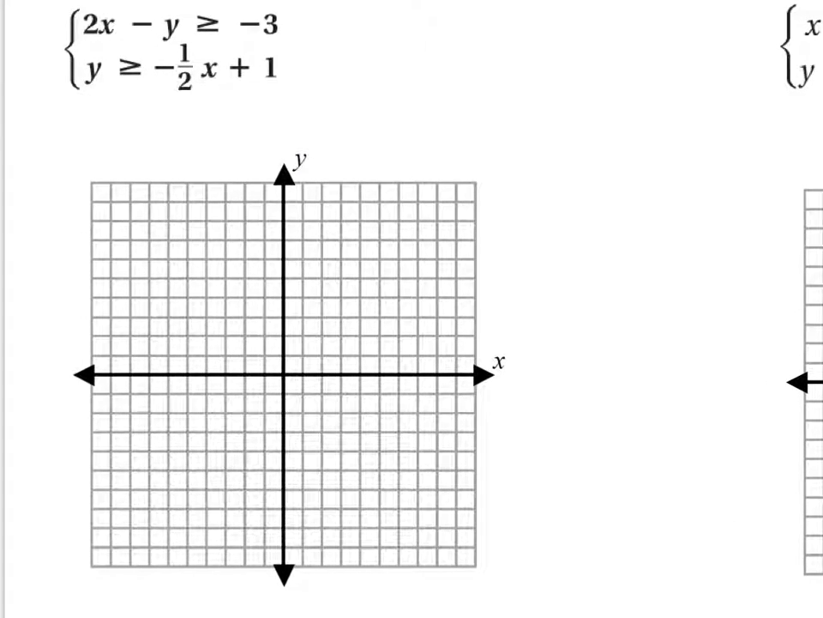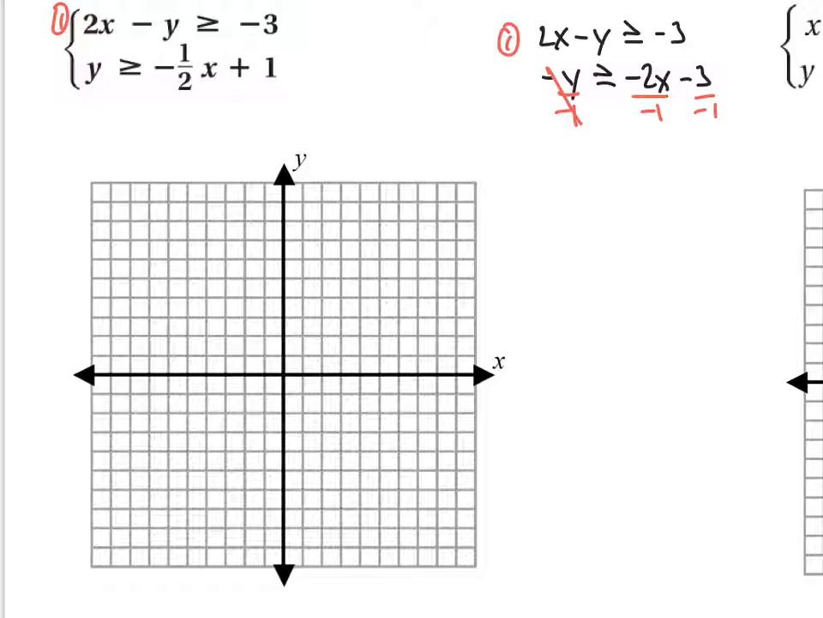Here's our first one. So we have 2 lines for our boundaries. The second one is already written in slope-intercept form, so we can go ahead and do that one. But before we do that, let's go ahead and rewrite the first one. So inequality number 1 is 2x minus y is greater than or equal to -3. And I want to get it in slope-intercept form, so I'm going to subtract 2x from both sides. So negative y is greater than or equal to negative 2x minus 3. And I don't care what negative y is, I want to know positive y. So I've got to divide everything by a -1. And so I now have positive y is less than or equal to positive 2x plus 3.